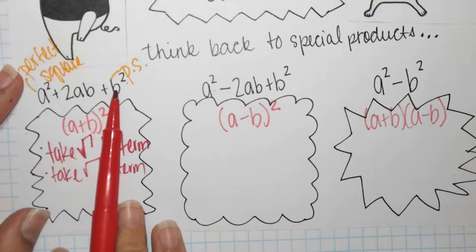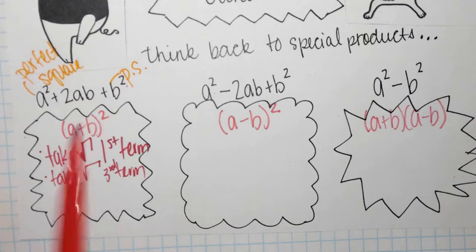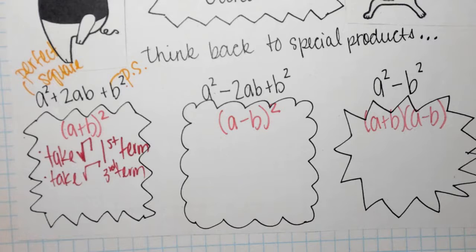What's our third term here in this example? And what's the square root of B squared? And that's all you do. Then put a squared on it. Yes, this is different than the first. We're going backwards, baby.